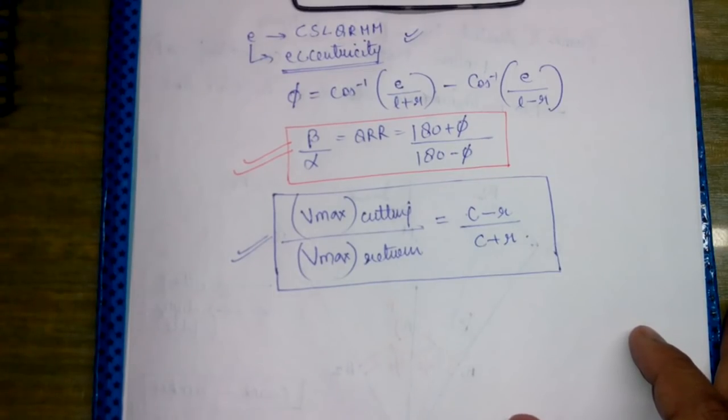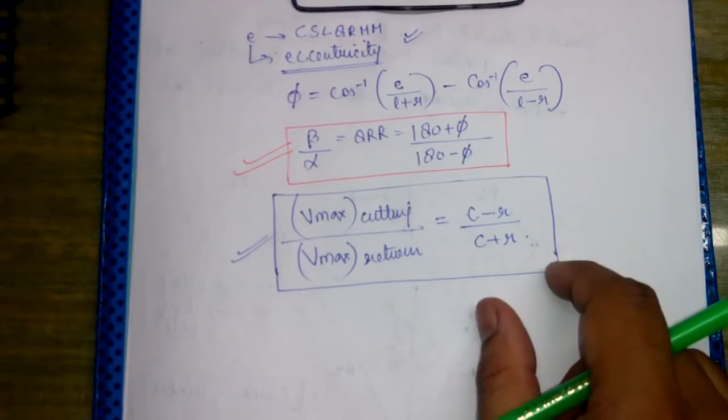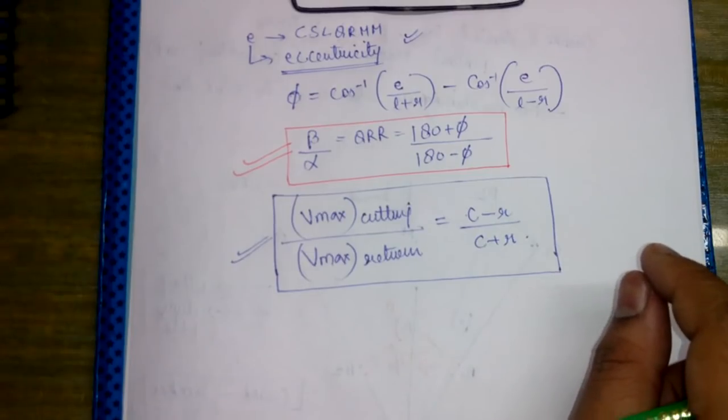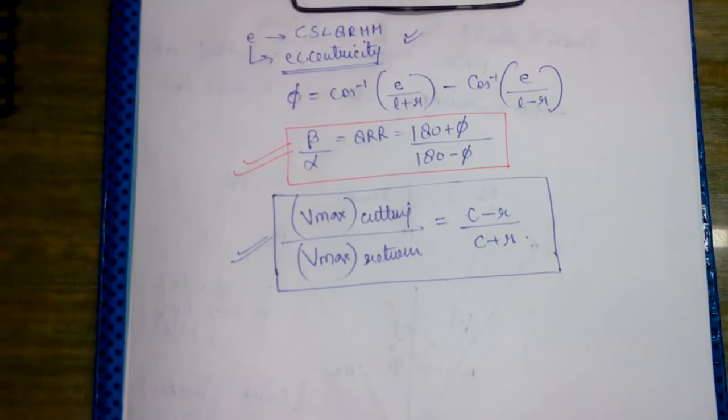C is the distance between the centers, as we can also say. And we have to remember the stroke formula: 2 into the length of the crank into the length of the slotted bar upon the length of the connecting rod.